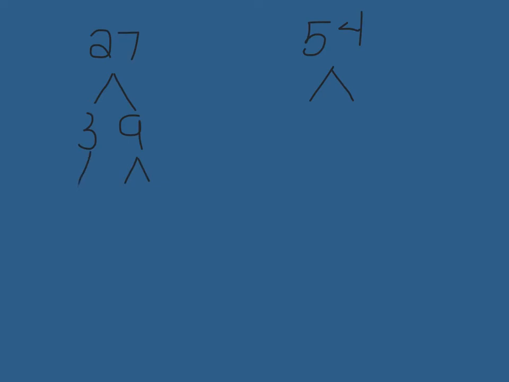So 3 is already prime. Bring that down. 3 times 3 is 9. So that's finished. Now I look at 54, and I have 9 times 6 equals 54. I break down the 9 into a 3 times 3. And the 6 is a 3 times 2.